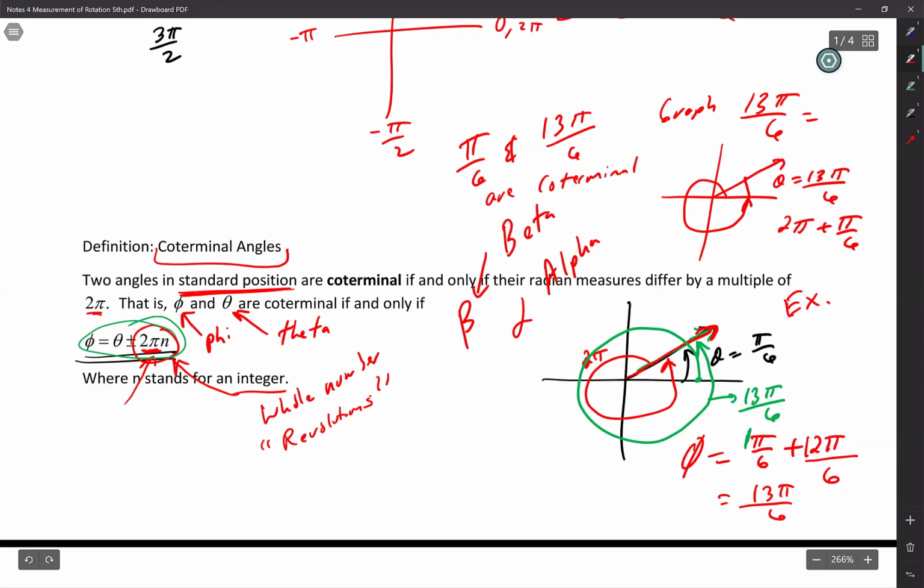Chavez, I don't know what you're doing. Coterminal means that both rays are the same. Someone asked, so they're coterminal because they end up at the same point. Yes, but I wouldn't call it a point. I would say they are coterminal because both rays are aiming in exactly the same direction. Okay.